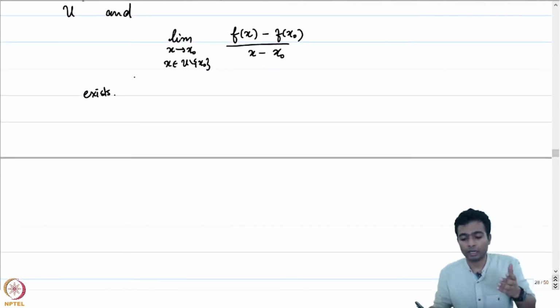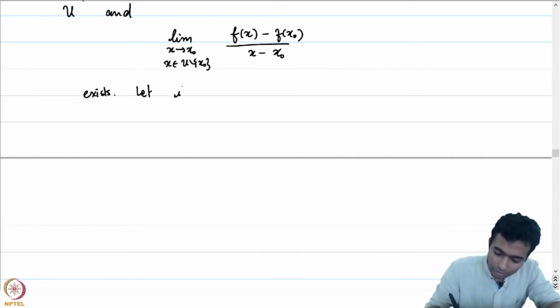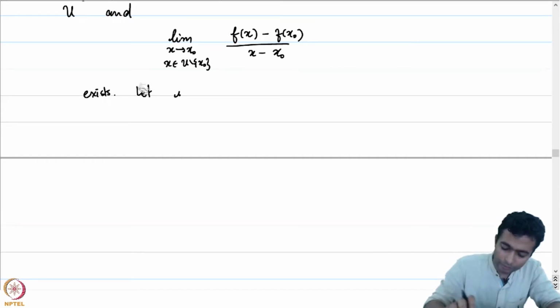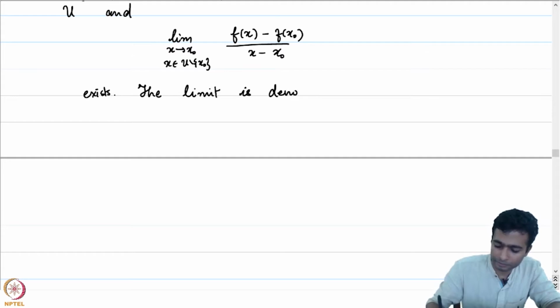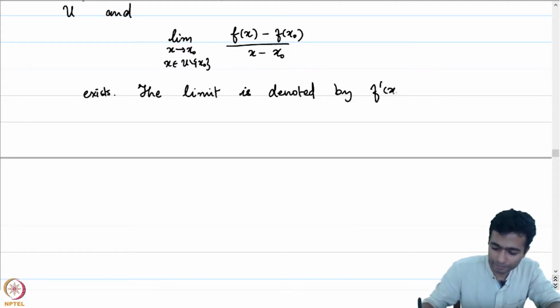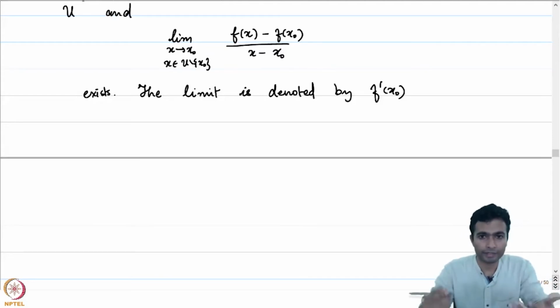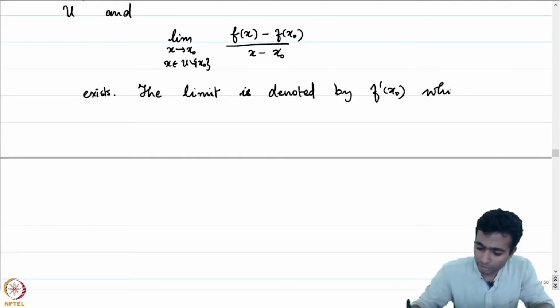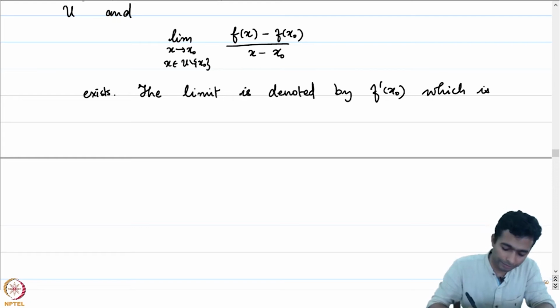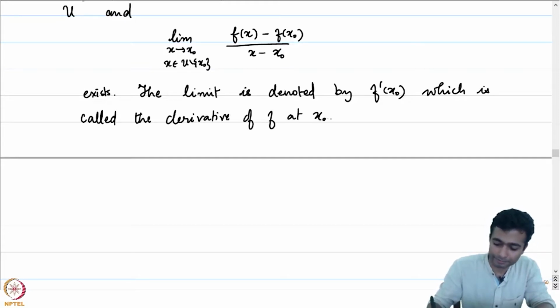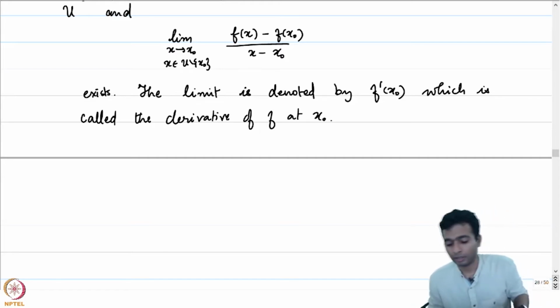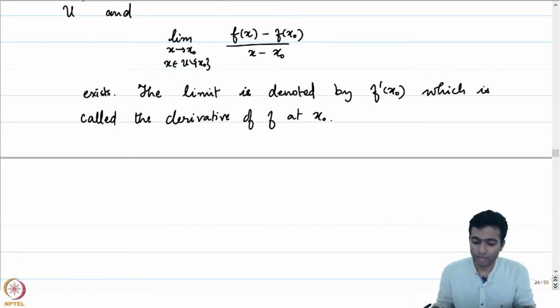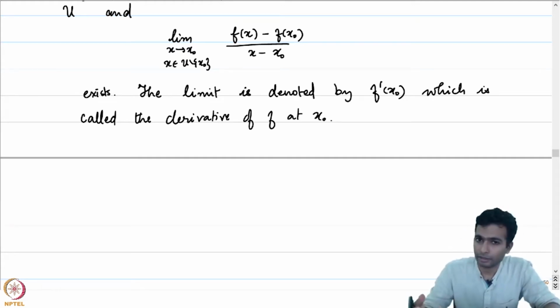The limit is denoted by f prime of x naught, and f prime of x naught is called the derivative of f at x naught. And if f happens to be differentiable at every point x in U, then we say that f is differentiable on U.